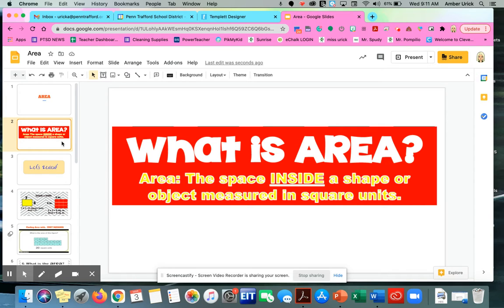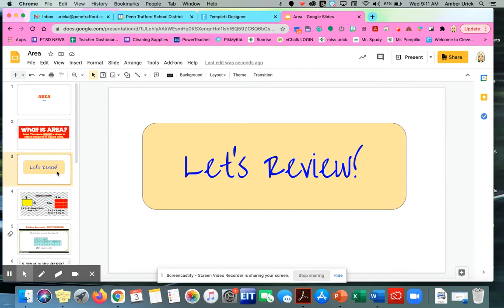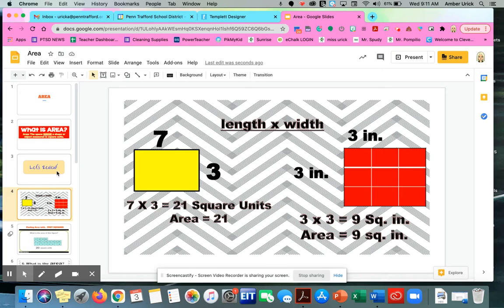So if you remember, that space inside of the shape, there's two ways to measure it in the square units. We can count them, or we can use that fancy way of finding it using length times width if there are no square units to count. So again, let's review. Let's check out slide 4.